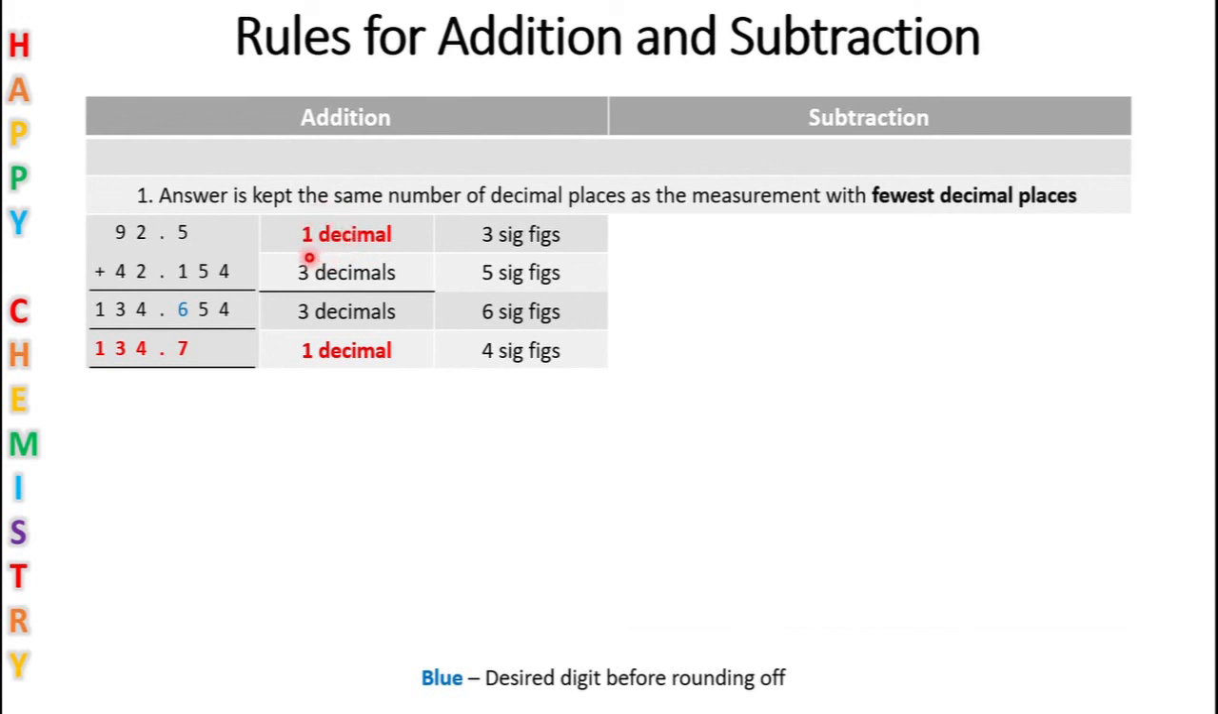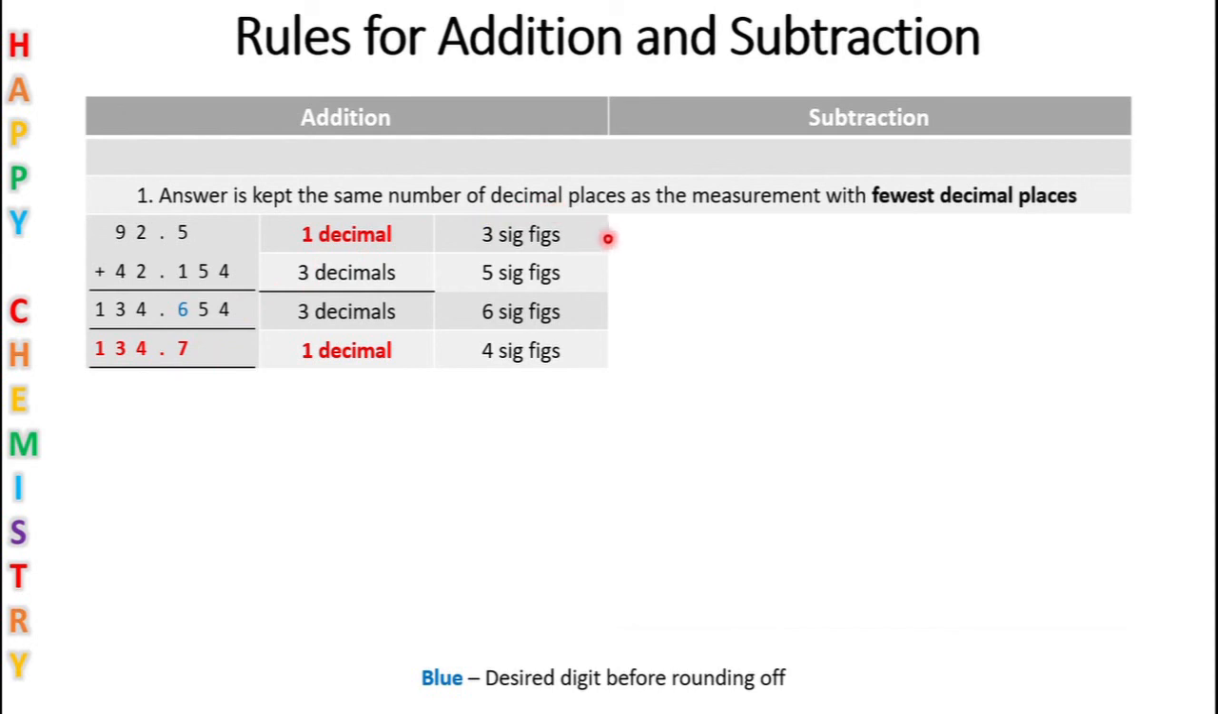Therefore, in 134.654, the desired digit is 6. The rounding off rules apply here and the desired digit is rounded up to 7. The final answer is 134.7.